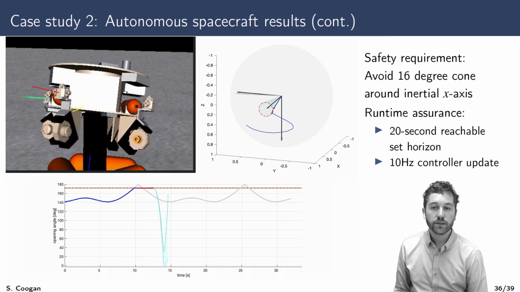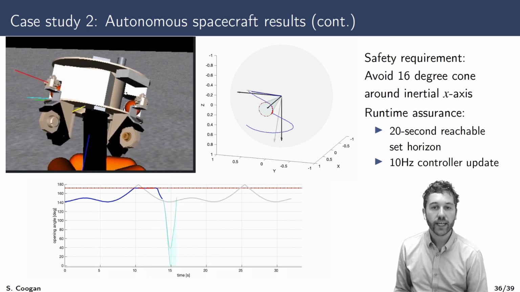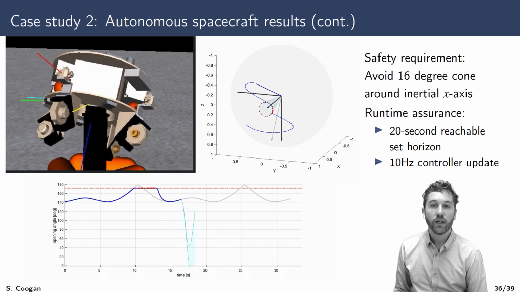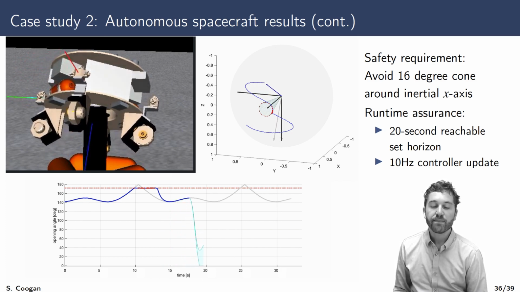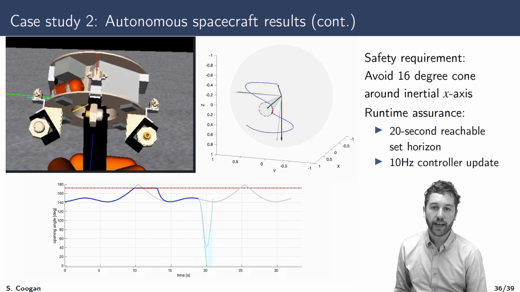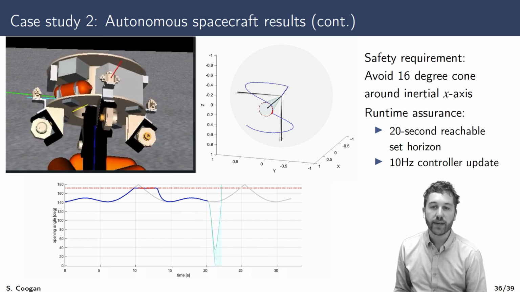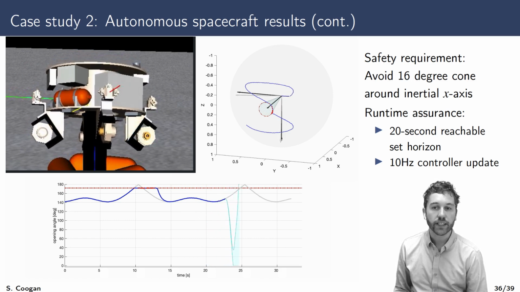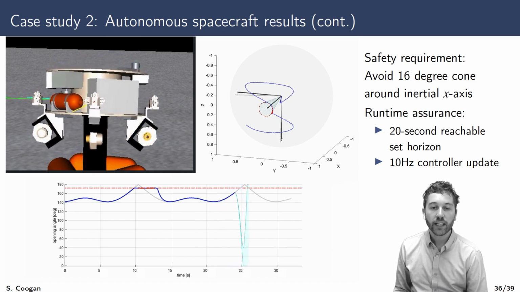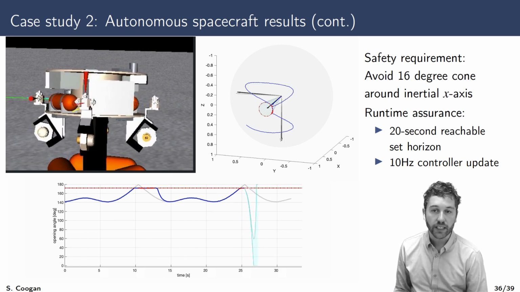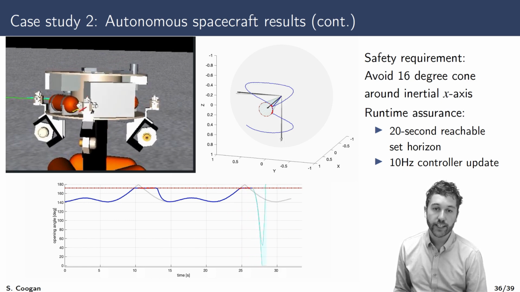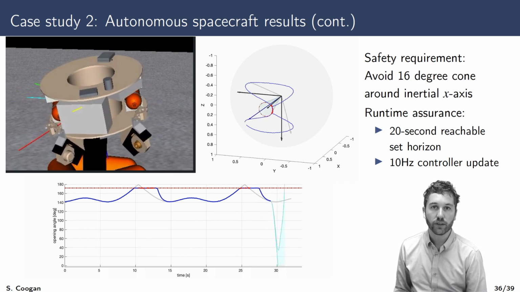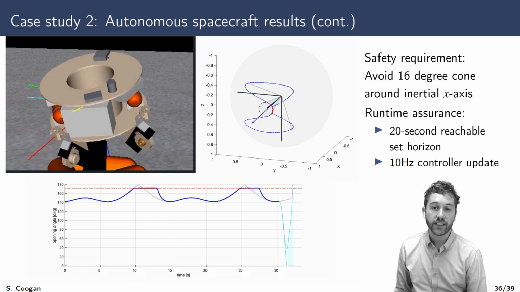At all times, we consider a backup controller that would orient the spacecraft 180 degrees away from the unsafe cone along the negative x-axis. And we compute the reachable set along with this backup trajectory using a trajectory of the embedding system. When the trajectory gets close to this forbidden 16-degree cone, then the computed backup reachable set can no longer guarantee safety, and the runtime assurance control activates thrusters, which you can see in the simulation, to execute the backup control maneuver for a period of time to maintain safety.